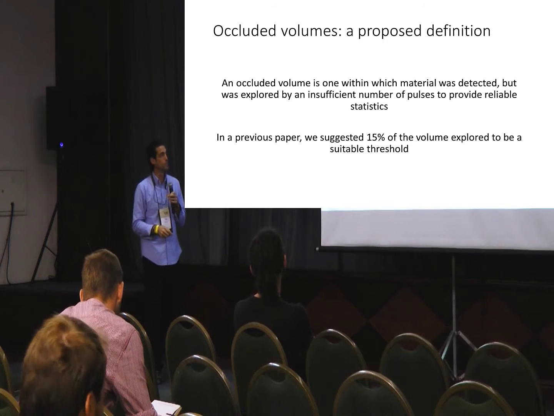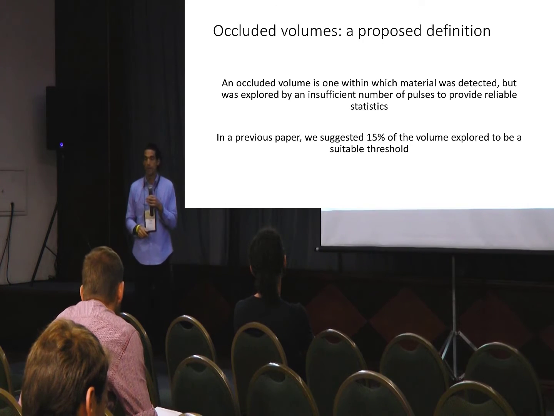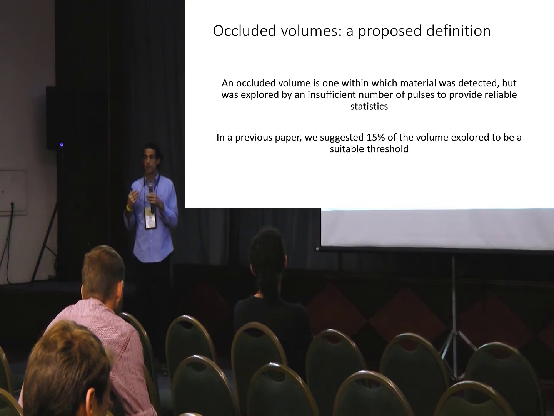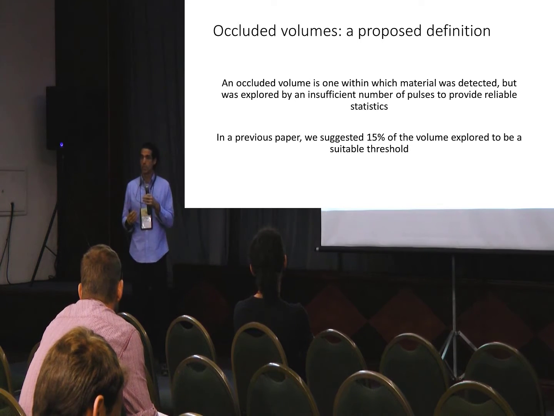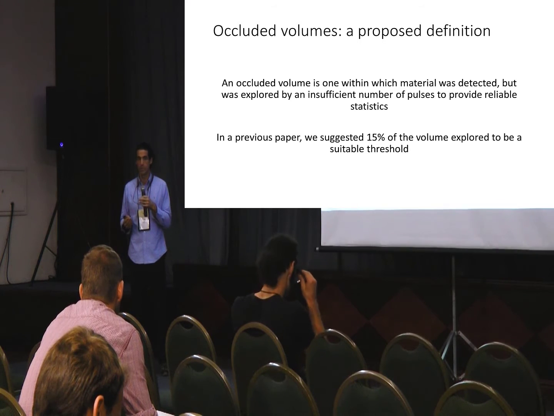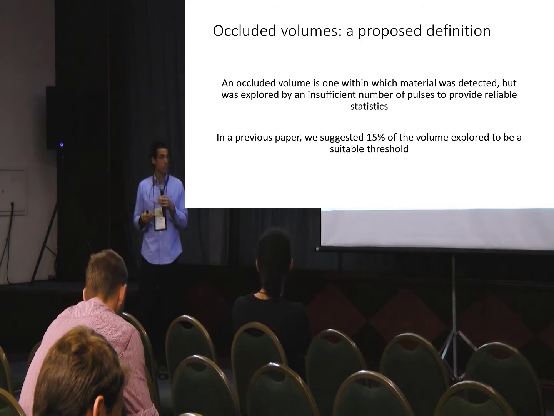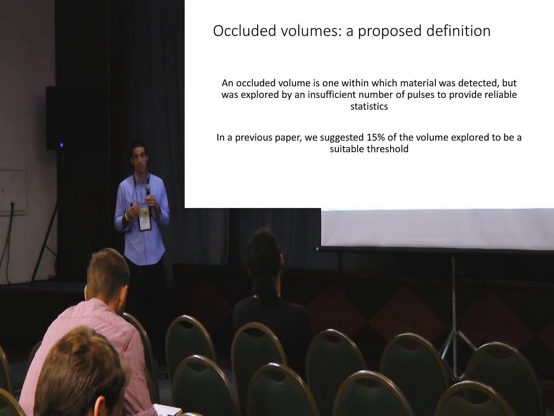So on occlusion, I think it's well known that occlusion is an important issue when we're mapping leaf area density. One thing that is a bit more tricky to do is define what is occluded volume when we're scanning with terrestrial LiDAR. And what I'm suggesting here is a definition for what is an occluded volume.